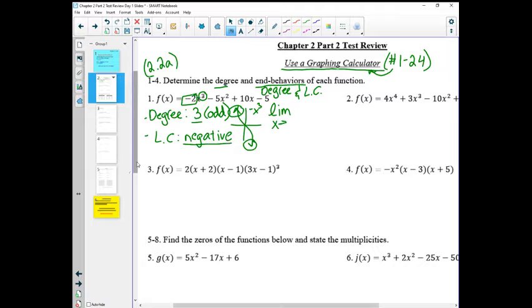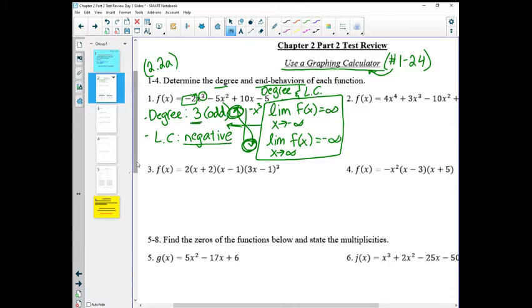Using our limit notation, let's go write the end behaviors. The limit as x goes to -infinity, which is to the left side, you can tell that the graph is going to go up to +infinity. Now let's do the right limit. As x goes to +infinity, the function, you can tell here, is going down to -infinity. So in question 1, that's all we needed to know. The degree was 3, and then using the degree and leading coefficient, we were able to state the end behavior.